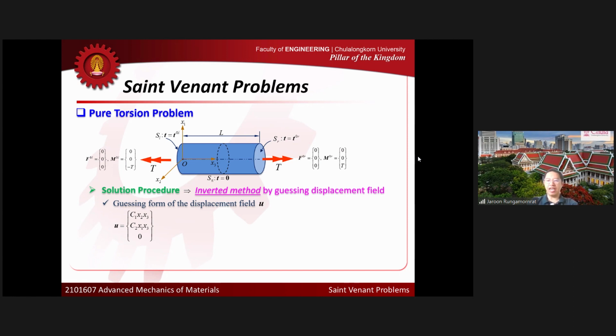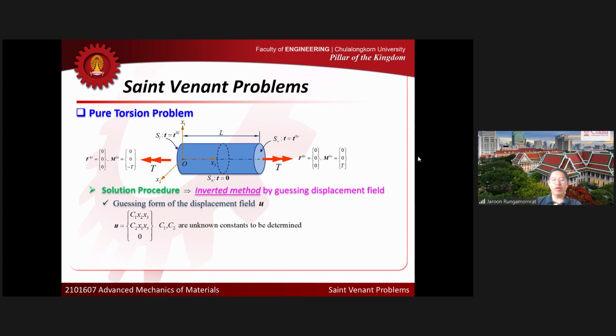So in that particular case, there is no movement along the axis of the cylinder. So we say that U3 is 0. That's what I guess based on my intuition. So I think that the displacement should take this particular form, and C1 and C2 are unknown constants to be determined.